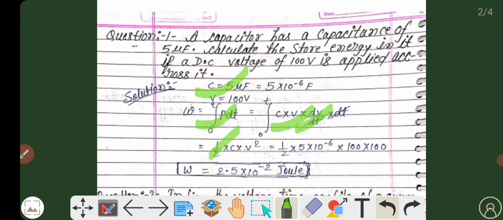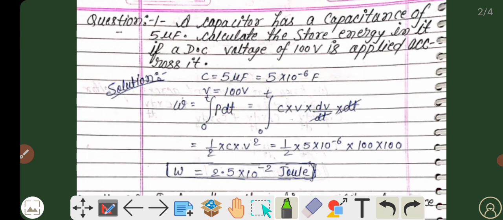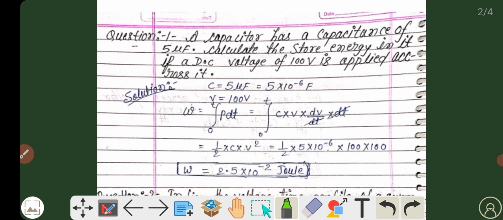Now as we put the value of capacitance and the value of voltage here, the amount of stored energy comes out to be 2.5 into 10 to the power minus 2 joule. This is basically our answer.